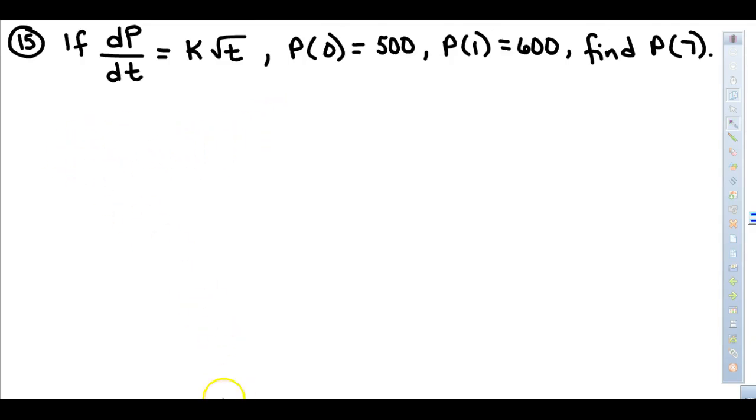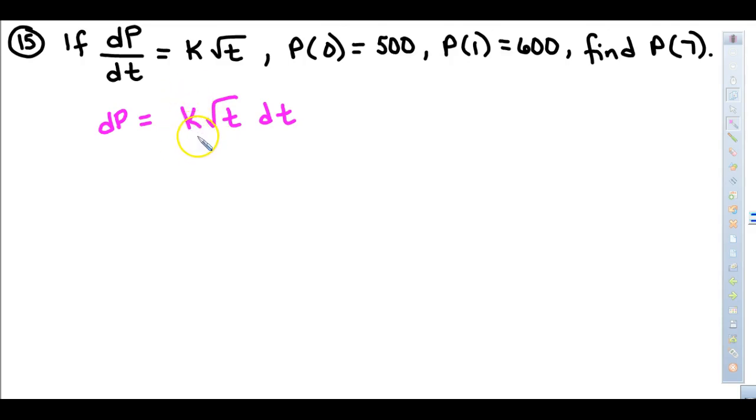Okay? But what we do have to do is take this derivative, which is referred to as a differential equation, multiply both sides by dt, and what you get is dp is equal to k times the square root of t dt. You're probably thinking, well, what is that k in there? Well, k is some scalar, okay? And we don't really know what that scalar is. It represents some kind of number.